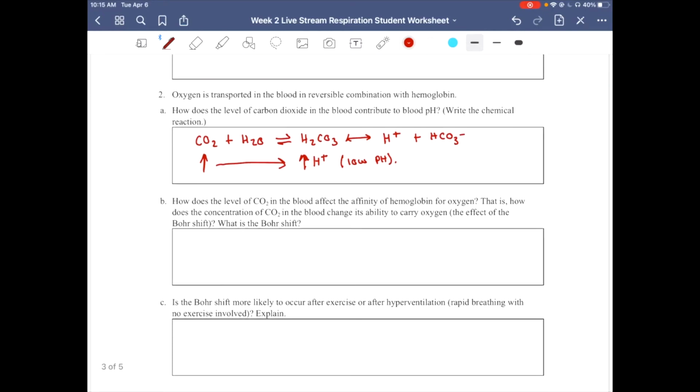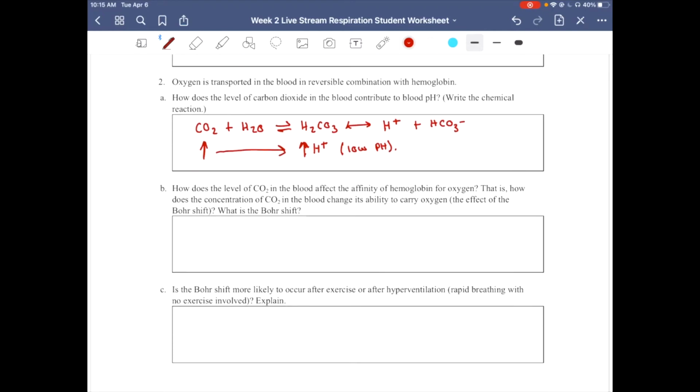All right, so next we're going to be looking at how the level of CO2 in the blood affects the affinity of hemoglobin for oxygen. So we're going to look at how the shape of the hemoglobin molecule changes in response to pH, because the changing of that molecule is what determines whether there's high affinity or low affinity. So at lower physiological pH, the shape causes hemoglobin to give up more oxygen to the tissue than it would at a high physiological pH. So let me write that down first, and then we can talk about why that makes sense.